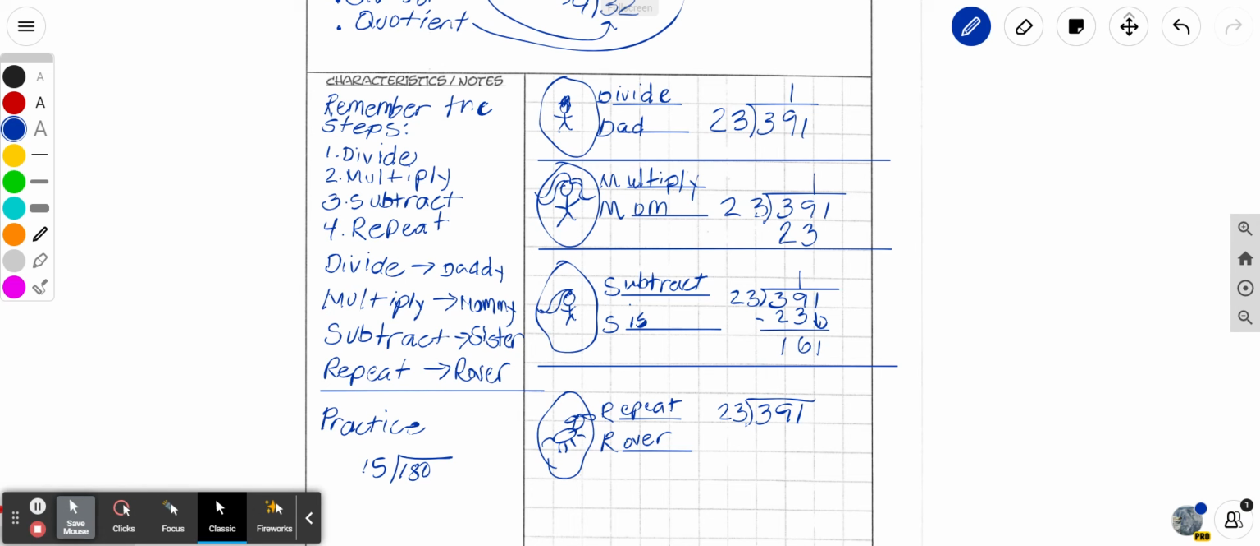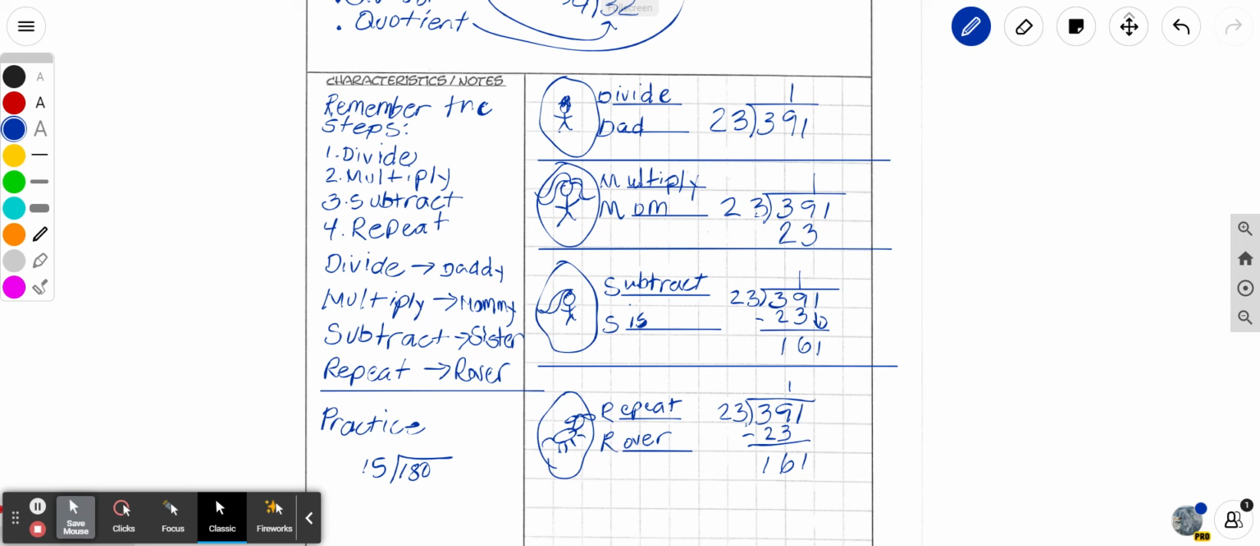Okay, so 23 goes into 39 one time, so I'm kind of repeating these first 3 steps. So we got 23, we subtracted, and got 161. So now you can't divide 23 into 1. It can't go into 16, so I have to try to do a little guess and check. How many times will 23 go into 161?